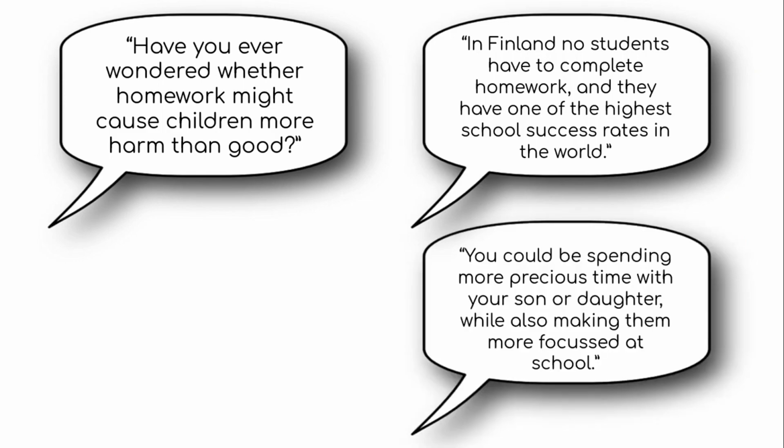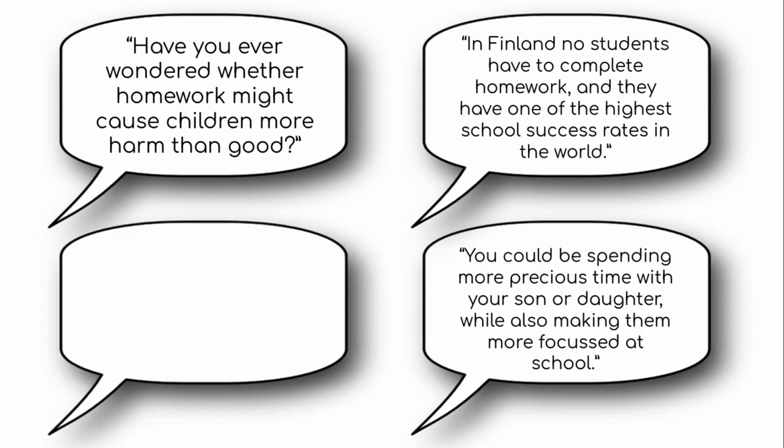Then I make it seem like it matters to them. You could be spending more precious time with your son or daughter while also making them more focused at school. Now, what I've done here is I've very clearly done the thing we discussed in step 2, which is remind us of who we're speaking about or who the audience of our speech is. The audience of this article should be adults, and so therefore by implying that they might have a son or a daughter, that is exactly what we were doing.